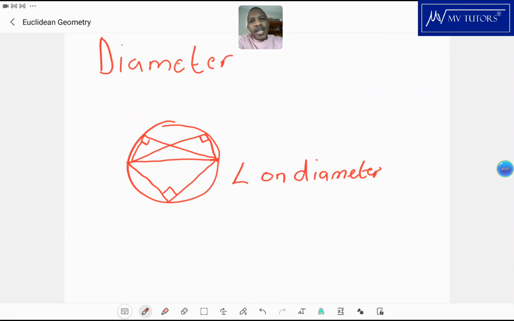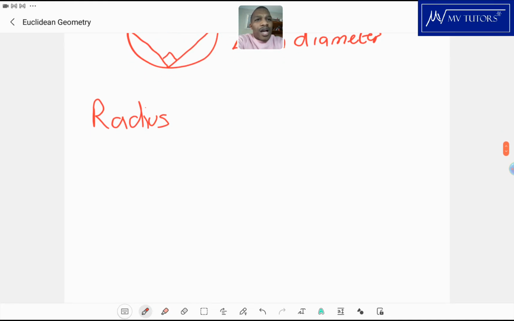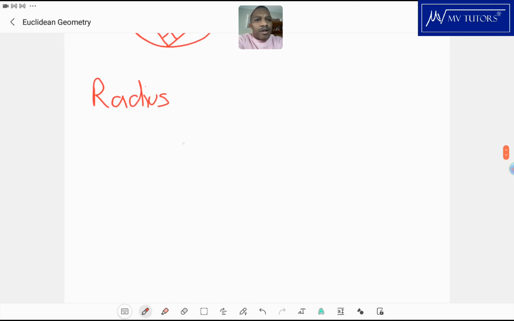Now, the next letter in the acronym is R, and R stands for radius. Now, what's the theorem concerning a radius? Let's say we have a circle once again. We have a center there, and that's a radius, and you have another radius there.